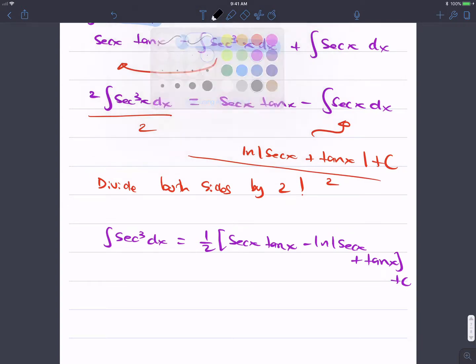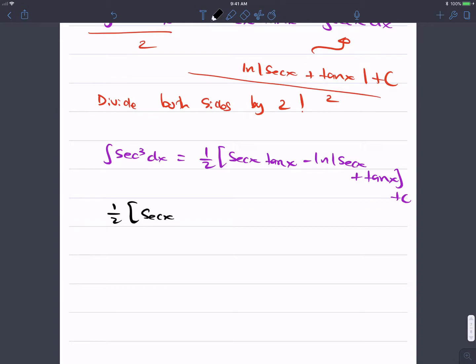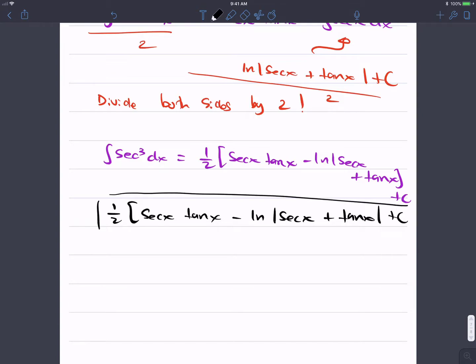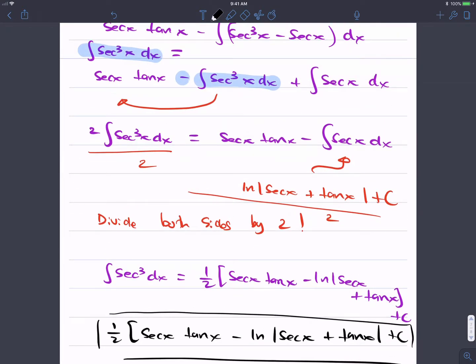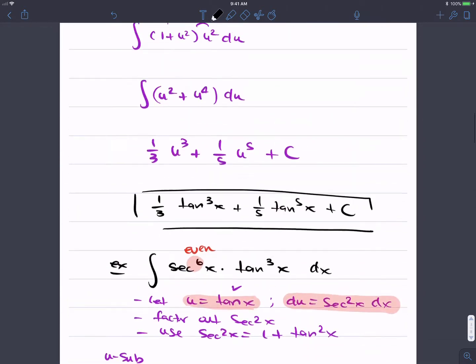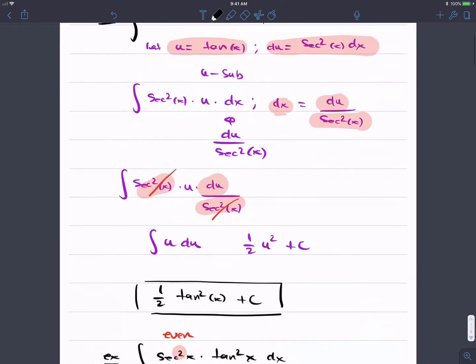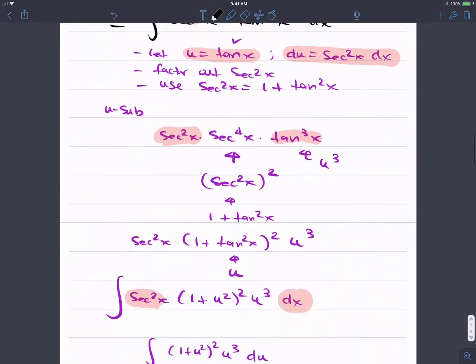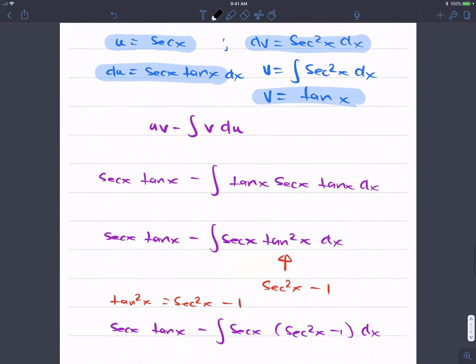In other words, we'll write it now this way: 1/2 secant tangent minus the natural log absolute value of secant plus tangent plus that c. And this is how we go about doing some fundamental integration for the various powers of secant. Now, let's do a couple more examples here just to go back for a quick second for you.